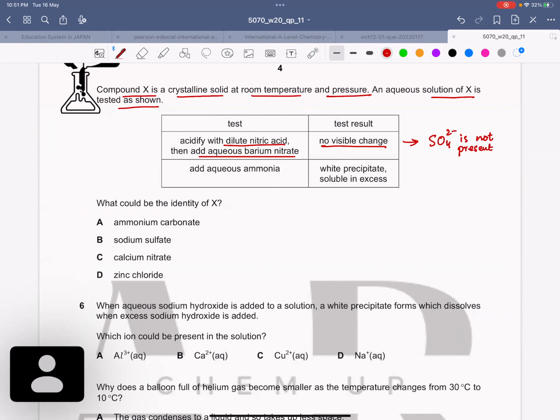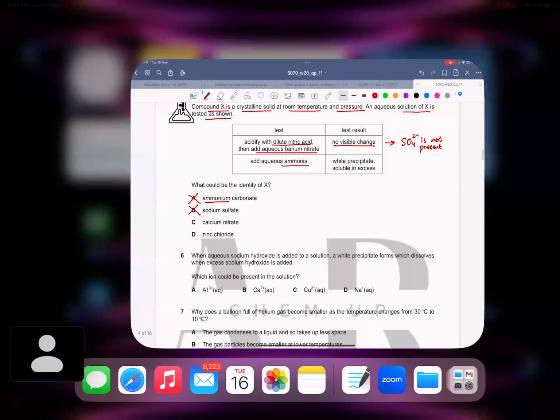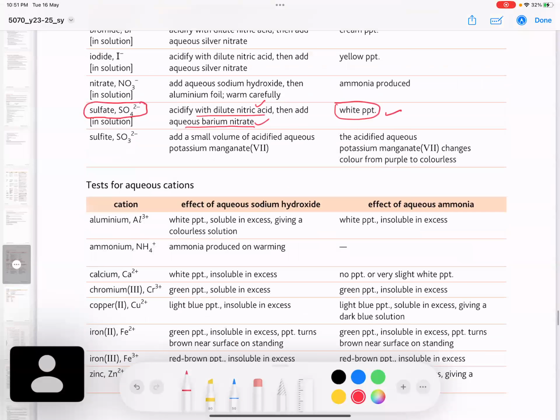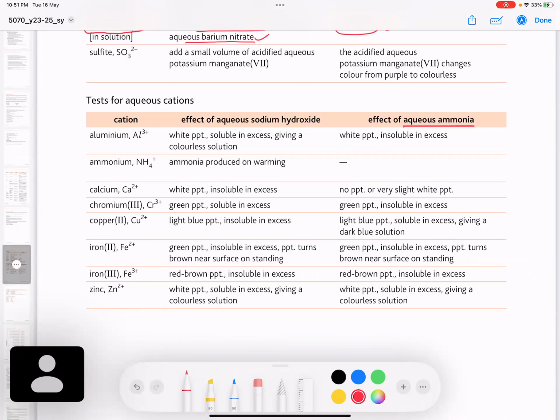Yes, sir. And if sulfate is not present, then we clearly make this one wrong because it contains a sulfate. Now we are left with A, C, and D. In A, you see that there is an ammonium ion, and aqueous ammonia isn't used to test ammonium ion, which clearly indicates that A is also wrong. These are the tests of cations with aqueous ammonia, and in the case of ammonium ion, there is nothing. So that's why A also goes wrong.